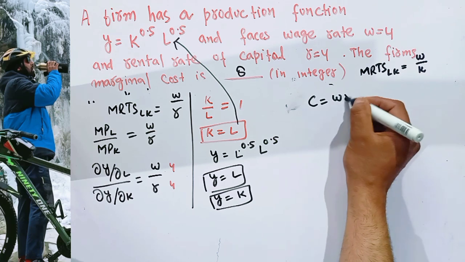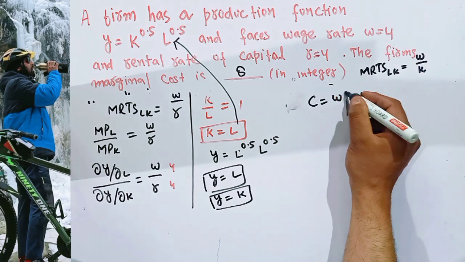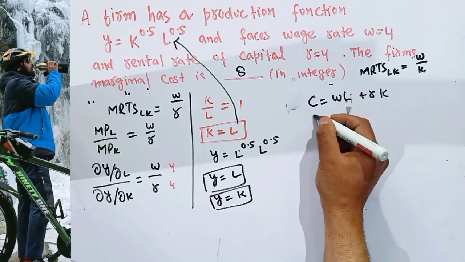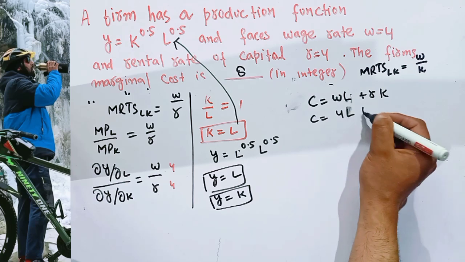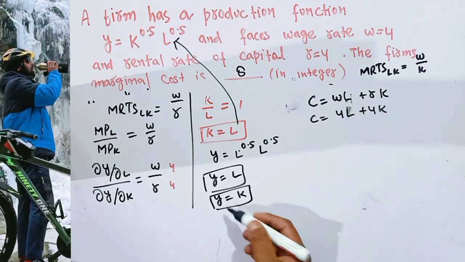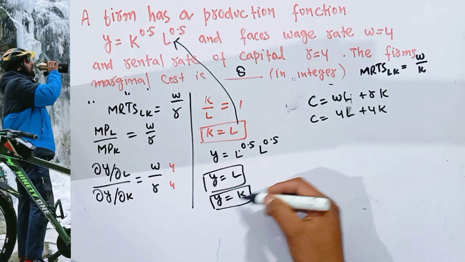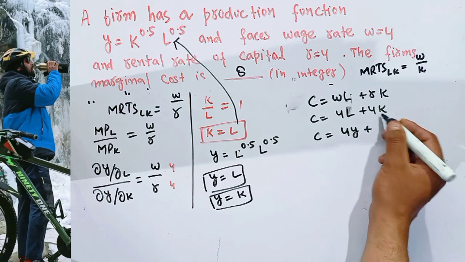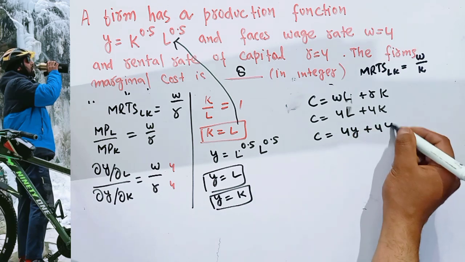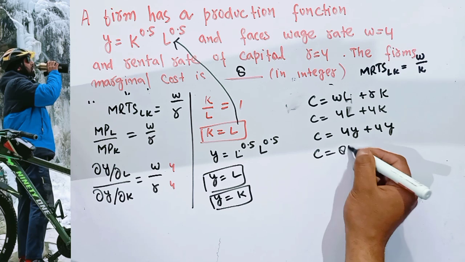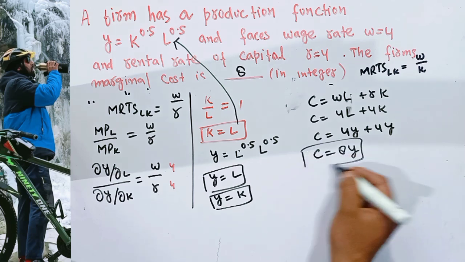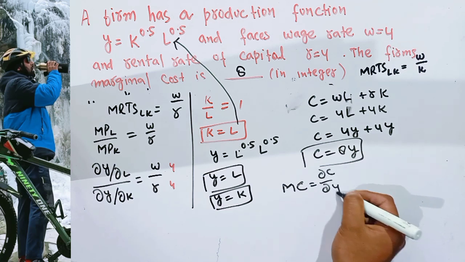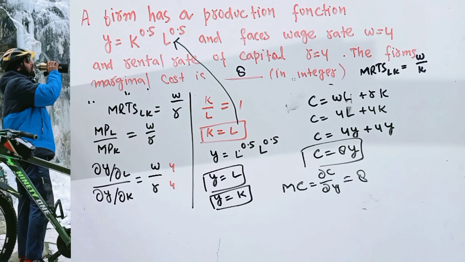We know that cost is equal to wage rate times units of labor plus rental rate of capital times units of capital, so c is equal to 4l plus 4k. Since l is equal to y, k is also equal to y, so c will be equal to 4y plus 4 in place of k, we have again y, so c will be equal to 8y. That means this is our total cost function. Marginal cost is simply the derivative of the cost function with respect to output. Again, we will get 8 if we use this condition.